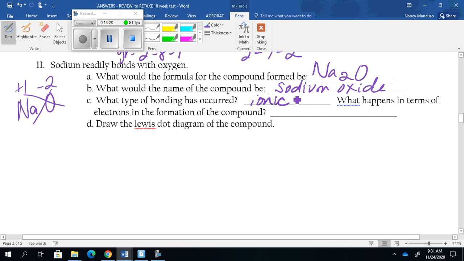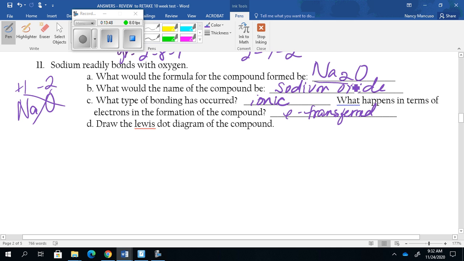What happens in terms of electrons? The electrons were transferred, and they were transferred from the metal. Sodium lost them, and oxygen gained them. And that's why you needed 2 sodiums. Each Na had 1 to lose, and oxygen needed to gain 2, so it needed 2 sodiums. Draw the Lewis dot diagram.